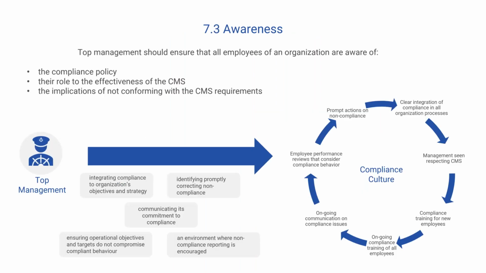Awareness. So we talked earlier about the critical element of top management. Top management needs to build a policy. They need to communicate its importance, and they've got to clearly communicate the implications of not conforming with the compliance management system requirements. If you have the policy, you have the system, but nobody ever gets punished for non-compliance or nothing ever happens related to non-compliance, it will slowly erode and people will not take it seriously.